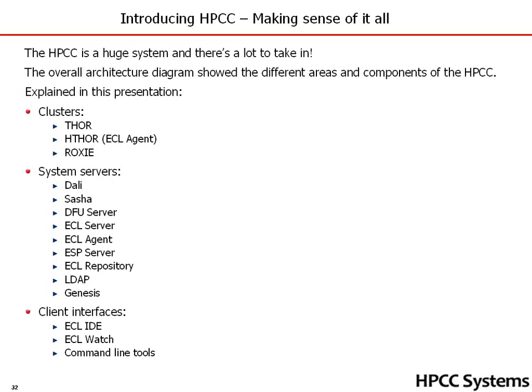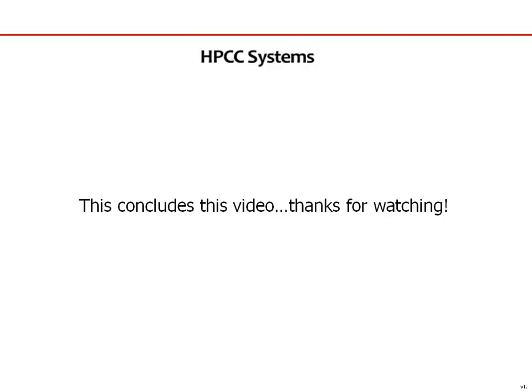So that's it. The HPCC is a huge system, and there was a lot to take in. The overall architecture diagram showed the different areas and components of the HPCC. In part 1, we took a look at the clusters, Thor, Roxie, and HThor, which is our ECL agent. In part 2, we took a look at the middleware, the system servers, Dali, Sasha, DFU, ECL, and more. And in this video, we took a look at the client interfaces, the ECL IDE, the ECL Watch, and command line tools. So that concludes our overview of HPCC.